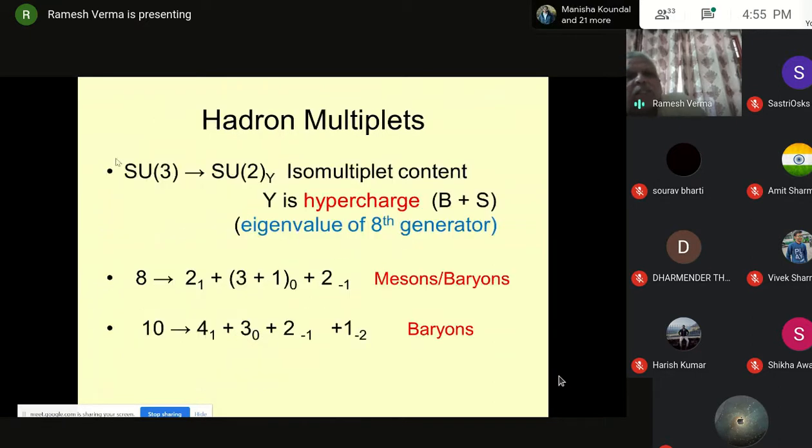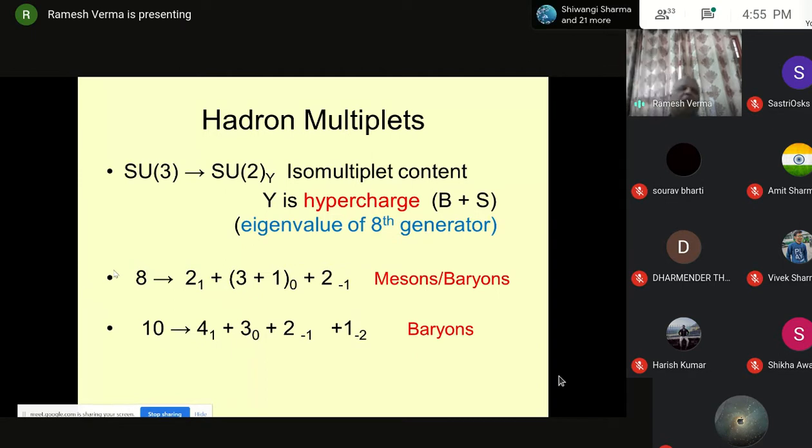And this brings us to a particularly interesting pattern: how these SU3 multiplets have SU2 content. So when we break SU3 to SU2, we will see the isomultiplet structure of SU3 multiplets. Here again, I remind you Y is nothing but the hypercharge of A plus A. It is the eigenvalue of its generator, and these are isospin multiplets. So it is pure mathematics.